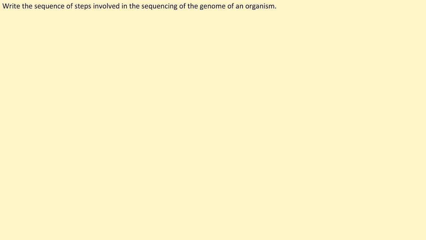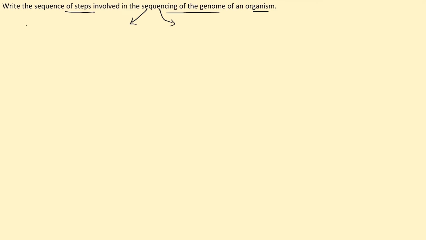The question asks about the sequence of steps involved in the sequencing of the genome of an organism. So we have to explain the steps involved in genome sequencing. Genome sequencing takes place through two important methods.